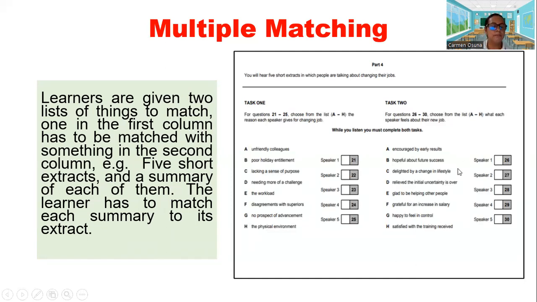When we made the certification TKT 1, 2, and 3, they use this one, multiple matching. They put a column with several items, and we have to match them. This is the column, and we have to put here the one. The TKT 1, 2, or 3 use this type of multiple matching.